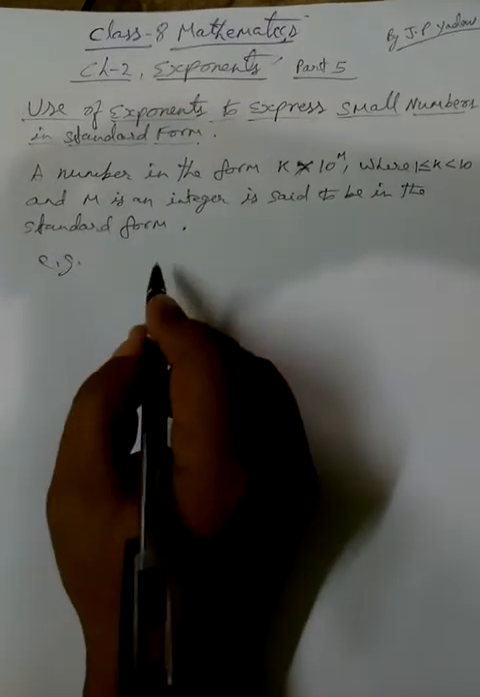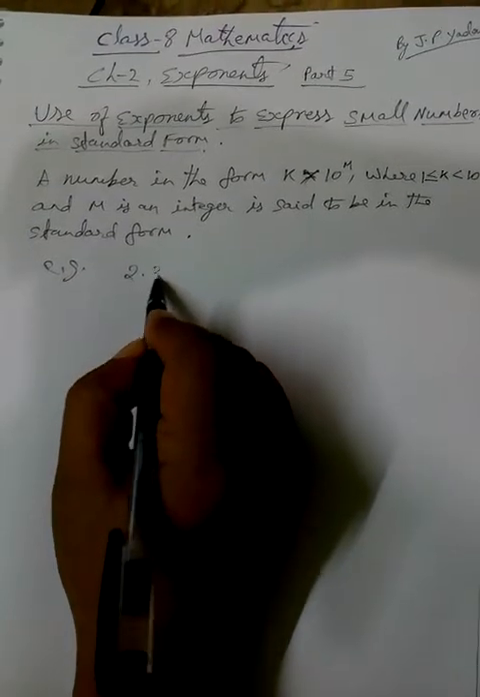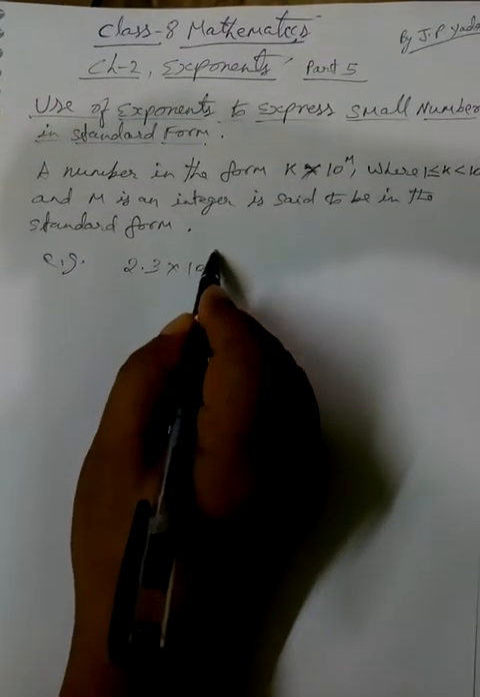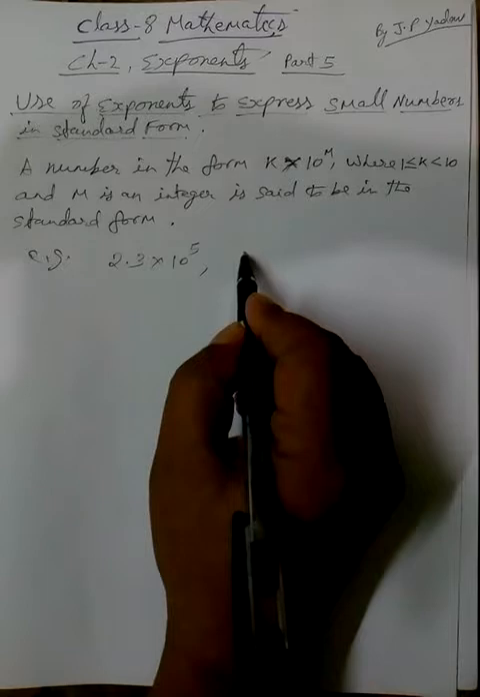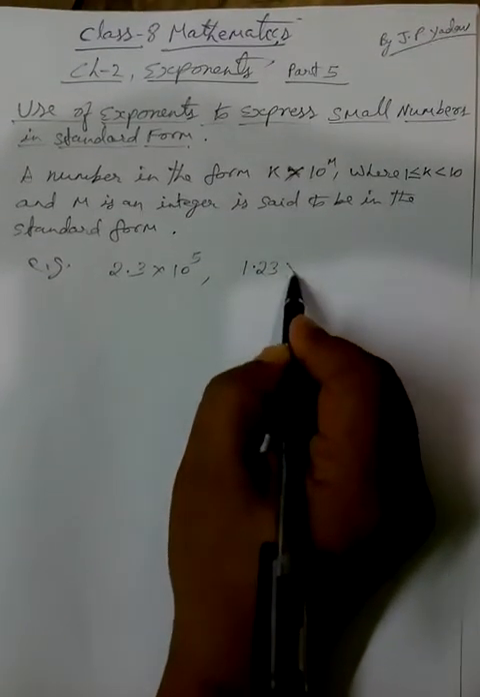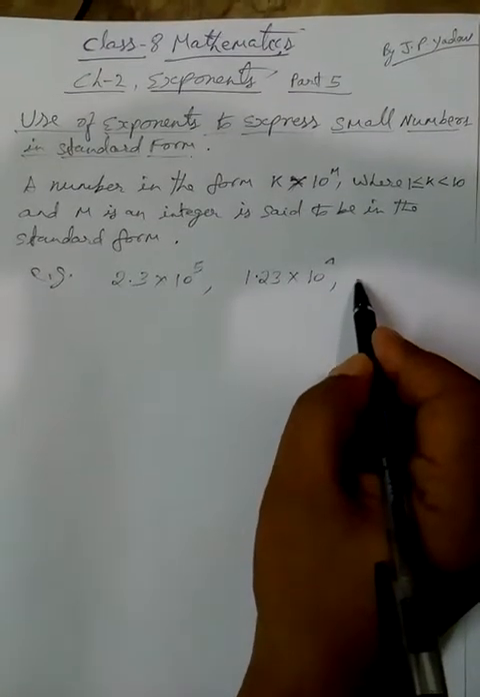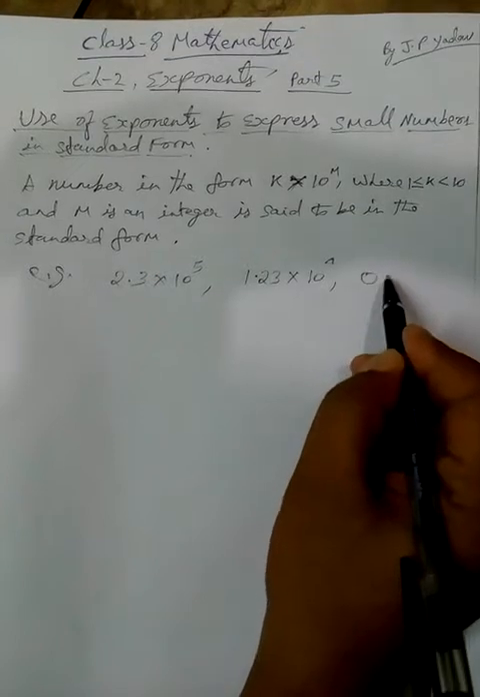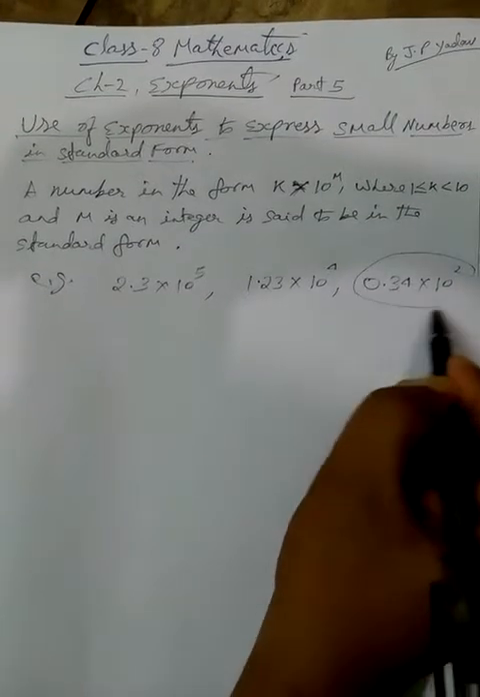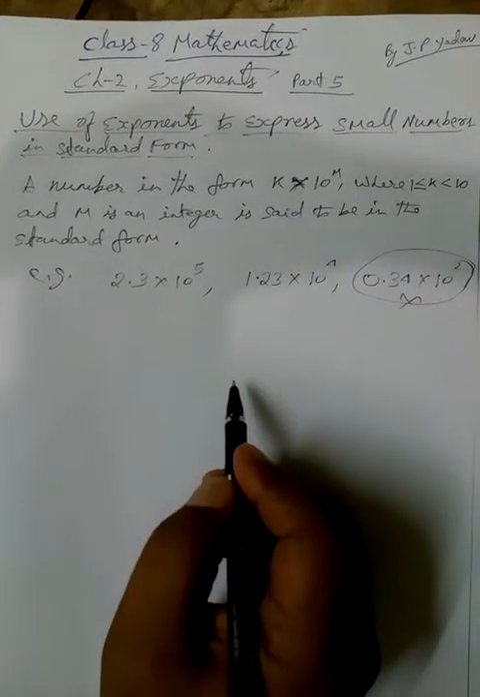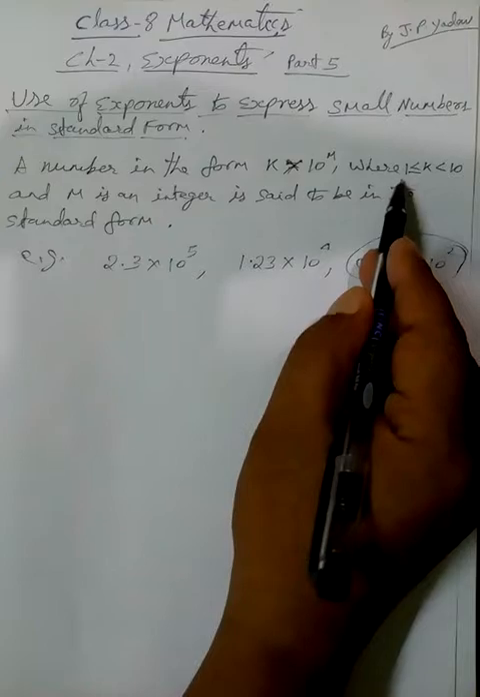Example, we can see here 2.3 into 10 raised to the power 5. This is the standard form. Another standard form example is 1.23 into 10 raised to the power 4. But it cannot be 0.34 into 10 raised to the power 2. This cannot be a standard form, because to make it a standard form, the first digit cannot be 0. It must be 1 or greater than 1.